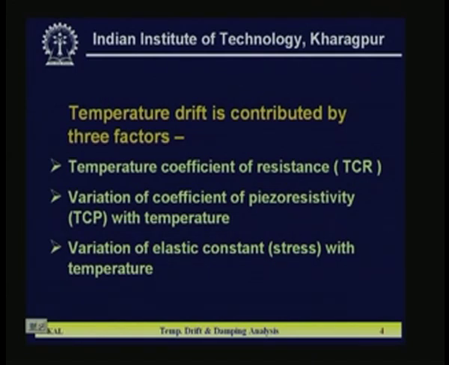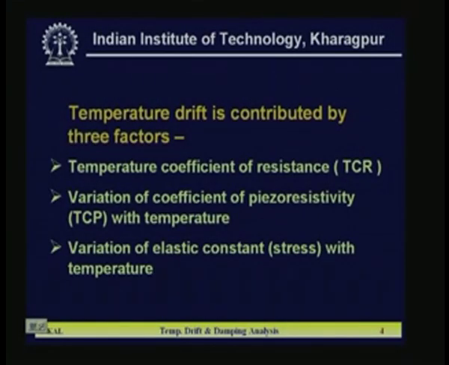Now, if you use a fixed value of doping concentration, then all the resistances will have the same doping concentration, so there is no change there. But with temperature, the mobility will change. Although the individual resistance will change because of the mobility change, as far as the bridge is concerned, all the resistances will change equally. In that respect, the first point, the temperature coefficient of resistance, is not going to change the output voltage that much.